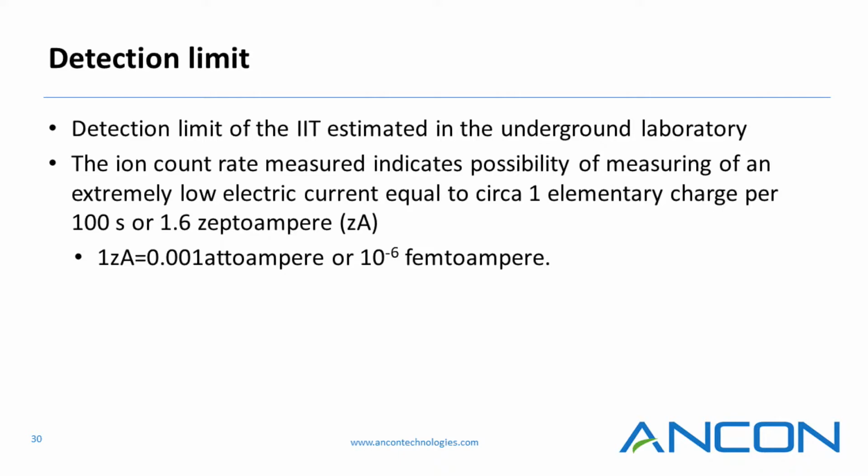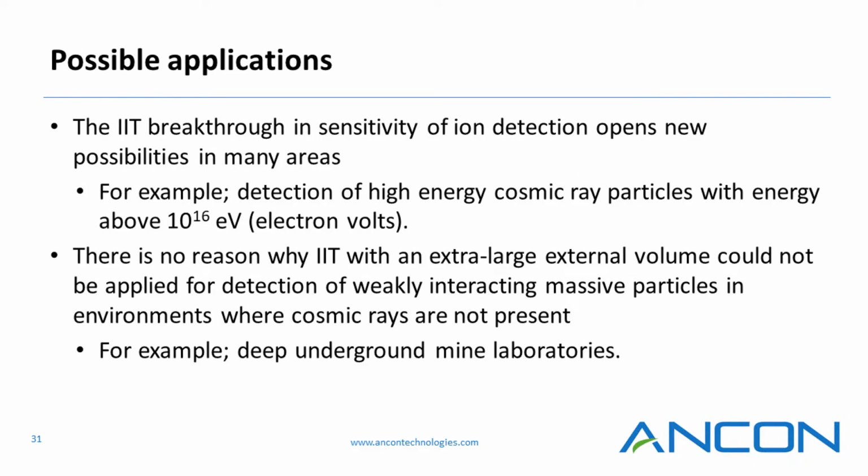In summation, the individual ion tagging breakthrough in sensitivity of ion detection opens new possibilities in many areas. For example, one such application of the IIT could be detection of high-energy cosmic ray particles with energy above 10 to the power of 16 electron volts, which is highly challenging using conventional means. There are no physical limitations to building an IIT detector, which may help in finding the maximal energy of cosmic ray particles, the Greisen-Zatsepin-Kuzmin limit.